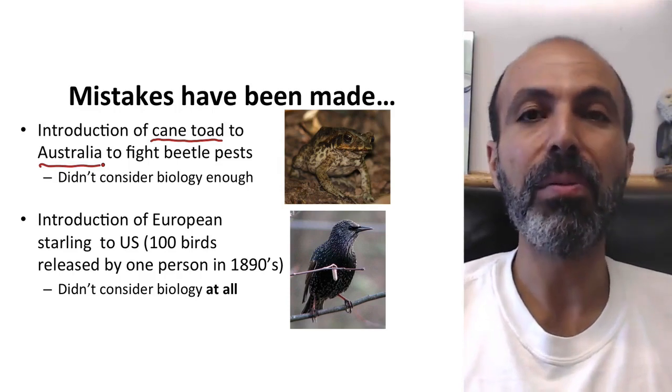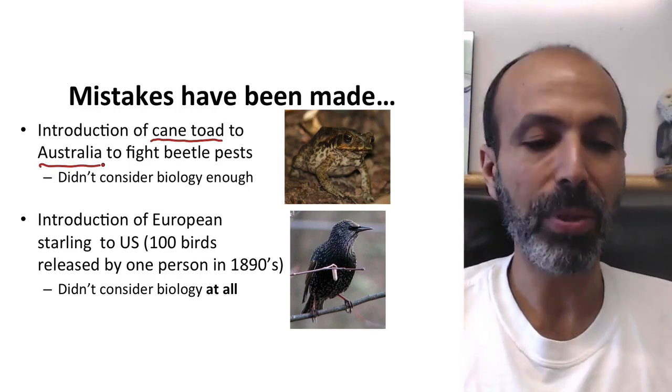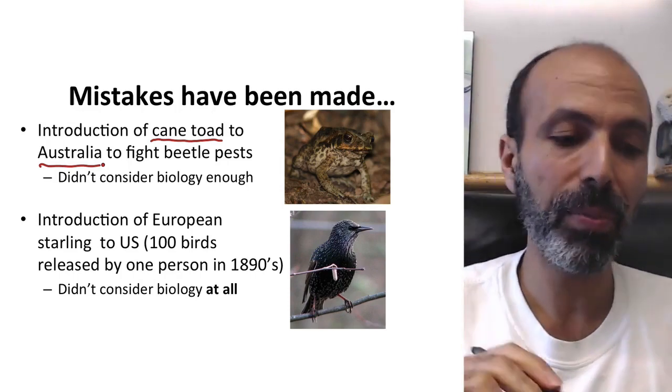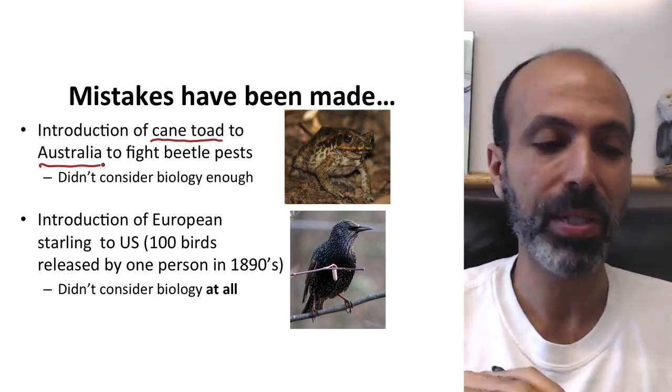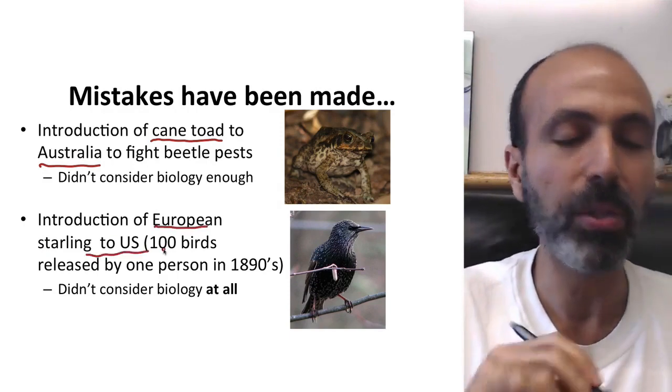So this has been a very bad thing ecologically. And again, it was well-intentioned, but it wasn't completely thought through. A more extreme example, potentially, a case where the biology wasn't considered at all, was again the intentional introduction of the European starling to the US.